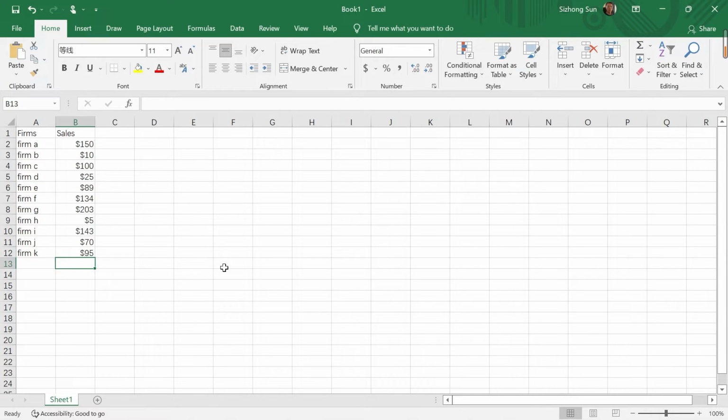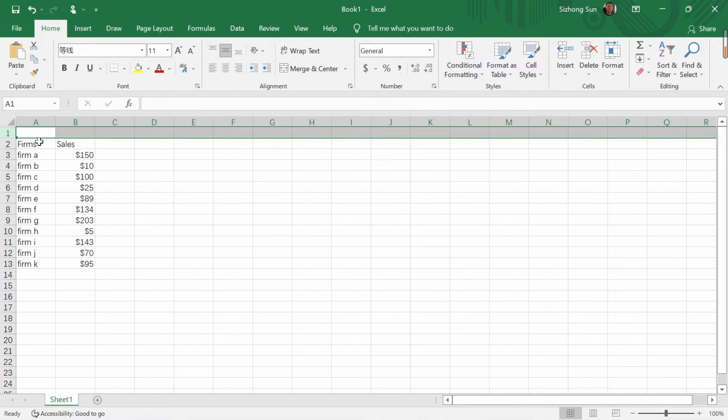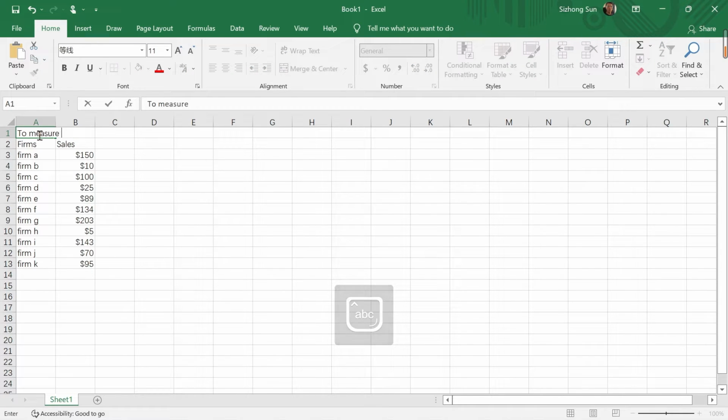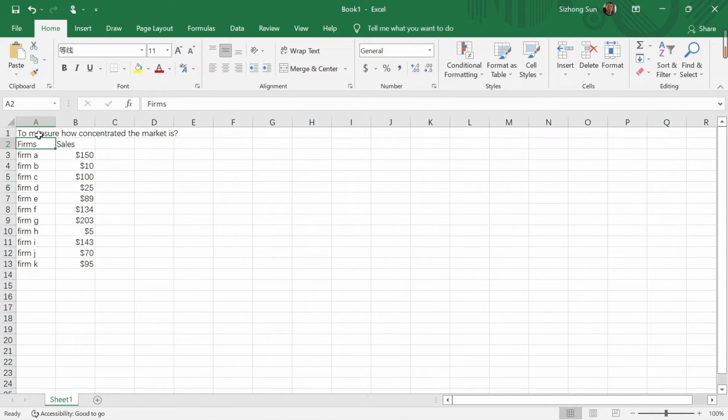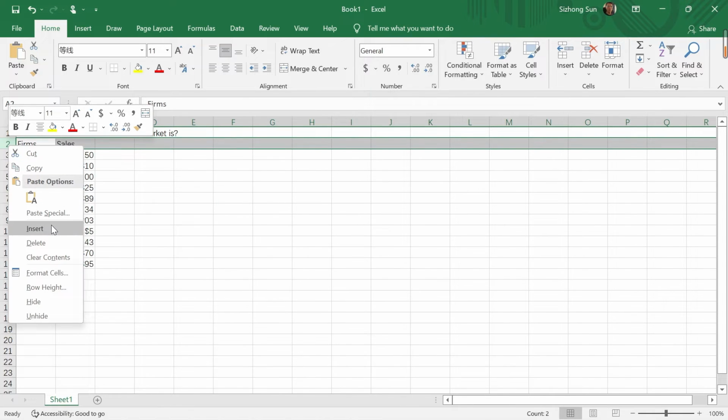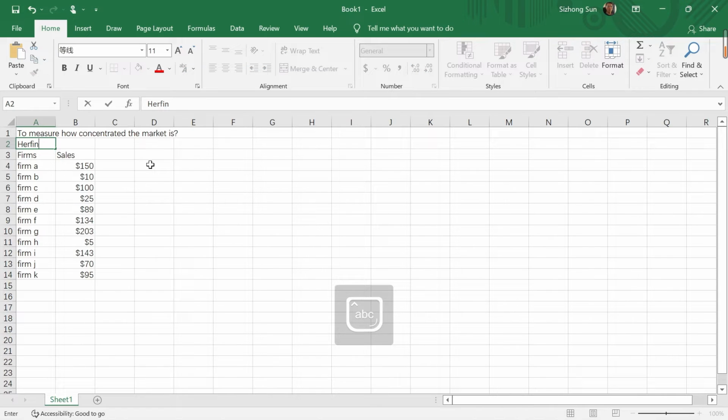We know that the market has 11 firms, firms A to K, and let's collect the sales revenue data, and we can calculate. Our task is to measure how concentrated the market is. One measurement is called the Herfindahl index, which is equal to the sum of squared market shares.